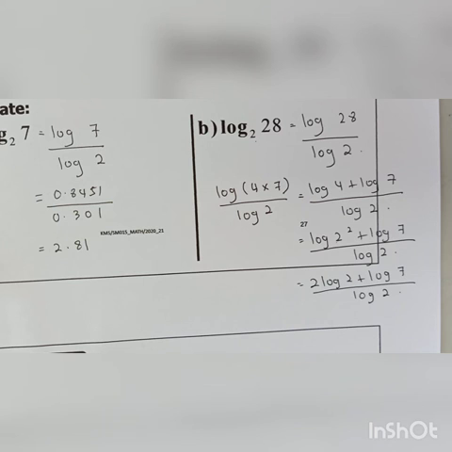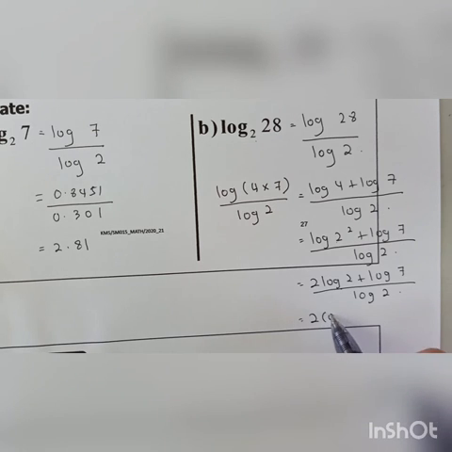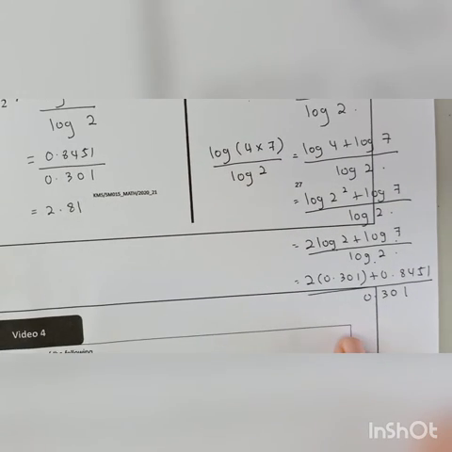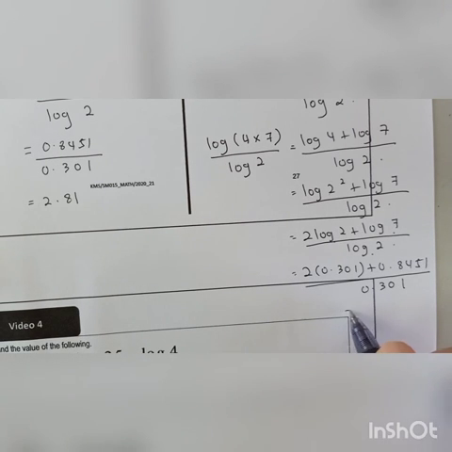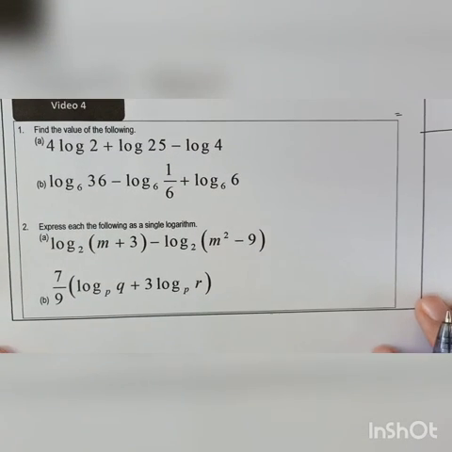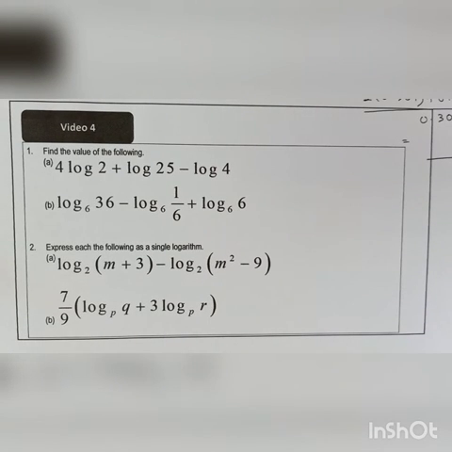Okay, now we substitute the given information. Log 2 is 0.301 plus log 7 is 0.8451 over log 2, which is 0.301. By using a calculator, you just write down your final answer here. Okay, this is an extra question for the subtopic logarithm. Hopefully you can find all the answers.